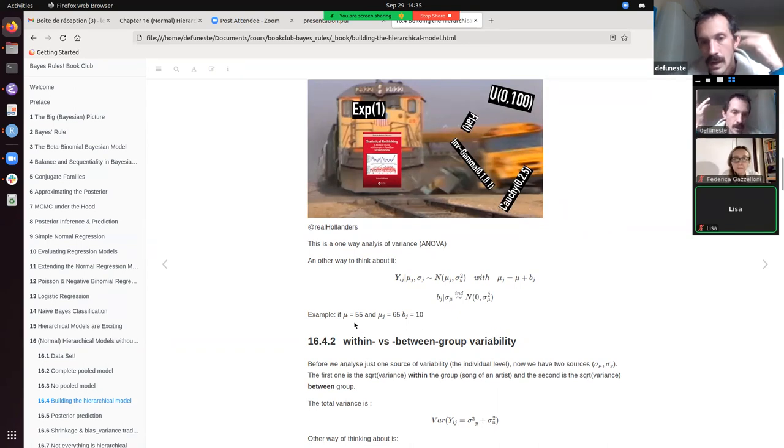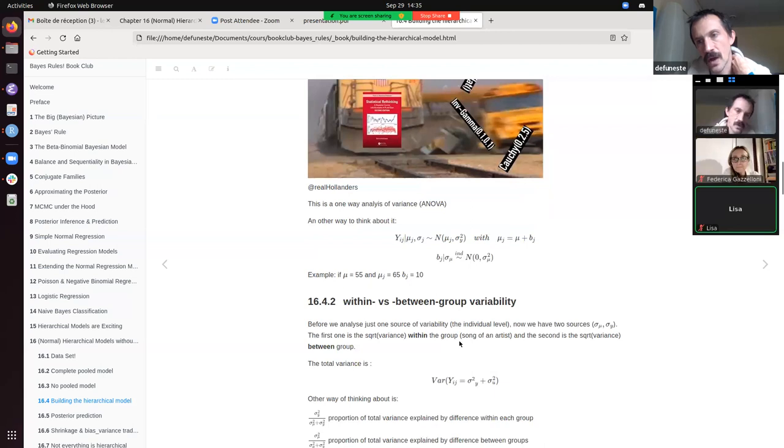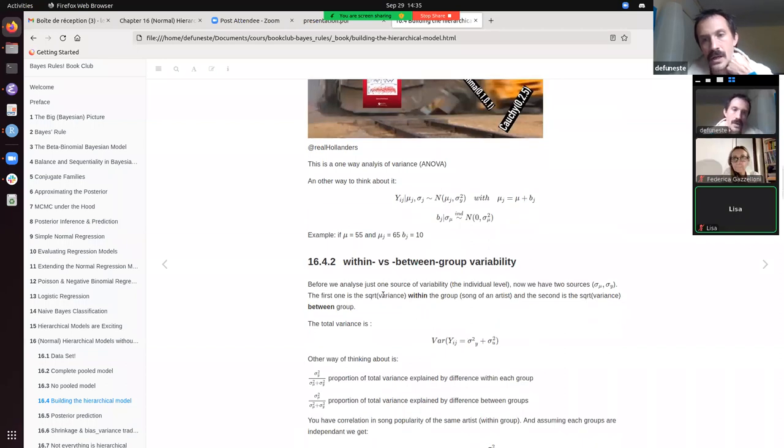Okay, if I take an example, let's say we have an artist that has 65 popularity. If mu is 55, then the difference is 10. We will see an example in more detail later. Within versus between group variability is something you may have already seen in other kinds of statistics. Here we have two sources of variability. We have the variation within the group, which is the songs of the same artist. This is basically sigma y. And we have the variation between the groups, so artist to artist, which is basically sigma mu.